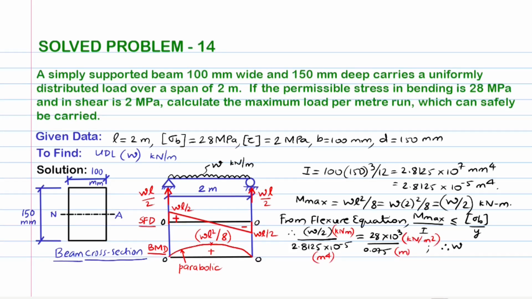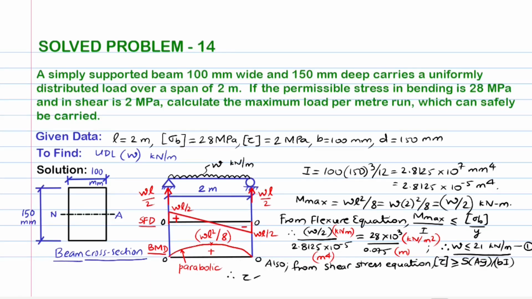Let's call this equation 1. From the shear stress equation, the uniformly distributed load is found to be 20 kilonewtons per meter. Let's call this equation 2. It is required to select the lower of the two values so that both the equations are satisfied and the permissible stresses are not exceeded. We hence select the safe value of the uniformly distributed load as 20 kilonewtons per meter.